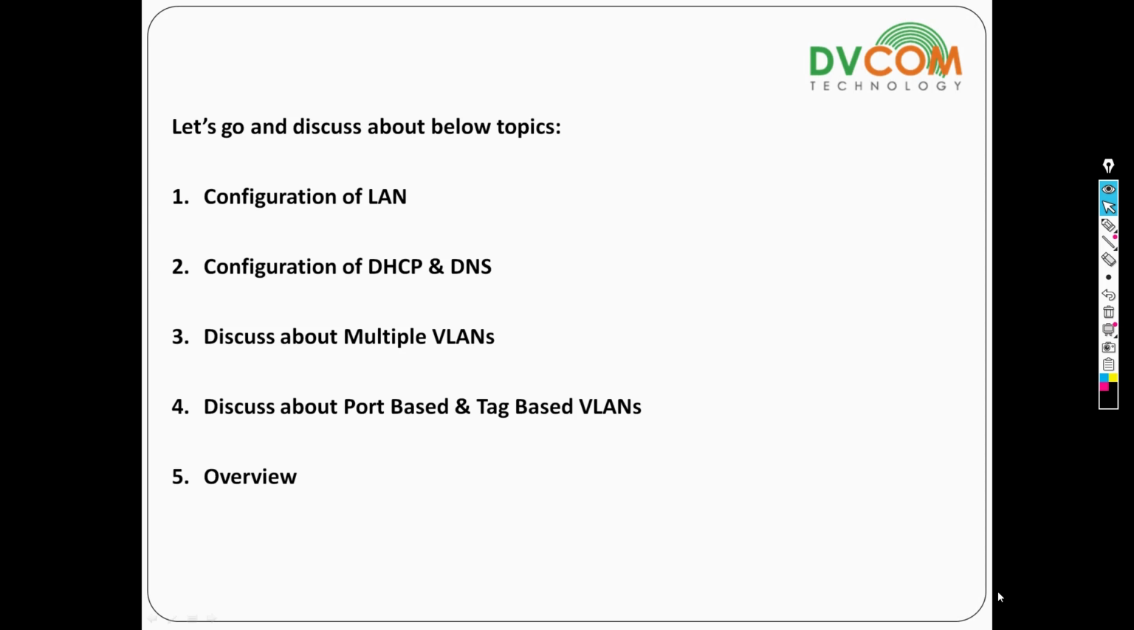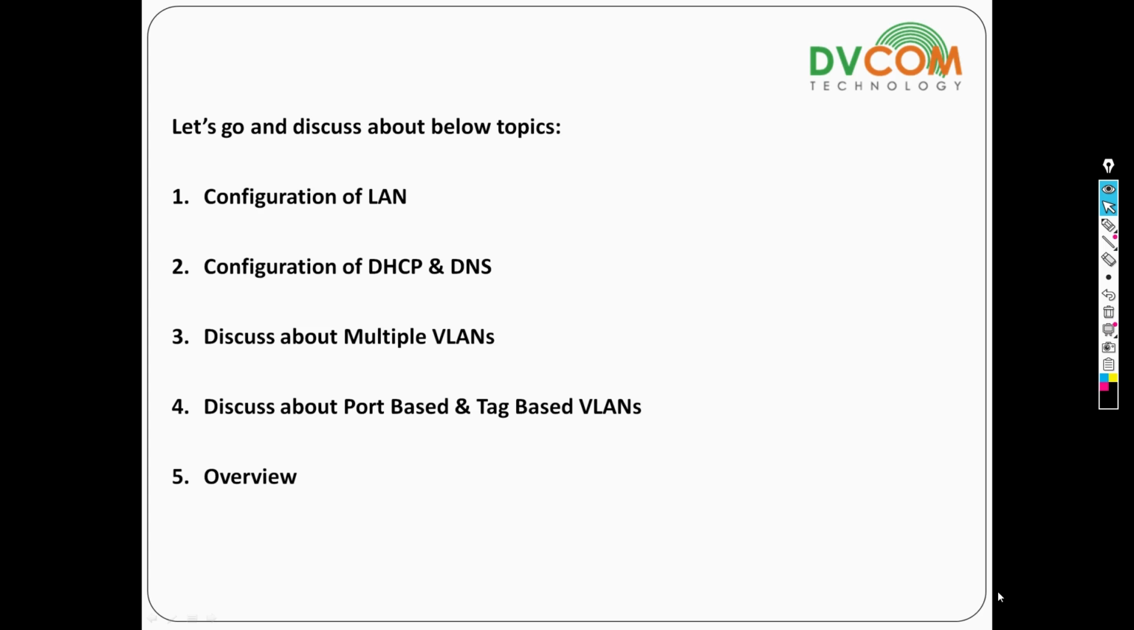Let's see the topics I'm going to cover. The first one is the configuration of LAN. Here I'm going to show you a plain deployment. Let's say the customer says, I just want a single LAN, a single network. I don't want to create multiple subnets. I want a single subnet. Then how do you configure it? After that, how do you enable DHCP, and then how do you enable DNS?